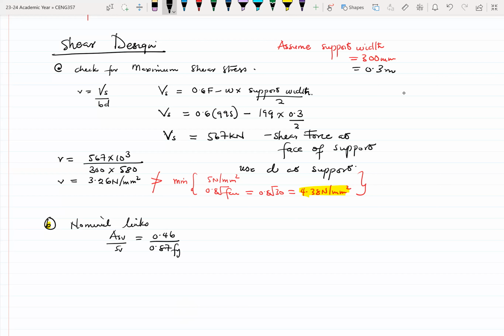Okay. So this equation is 0.4b over 0.87 FYV. All right. So this is 0.4 times 300 over 0.87 times 250. That's what we give for the yield strength of the steel member. All right. So this is going to give us 0.55.